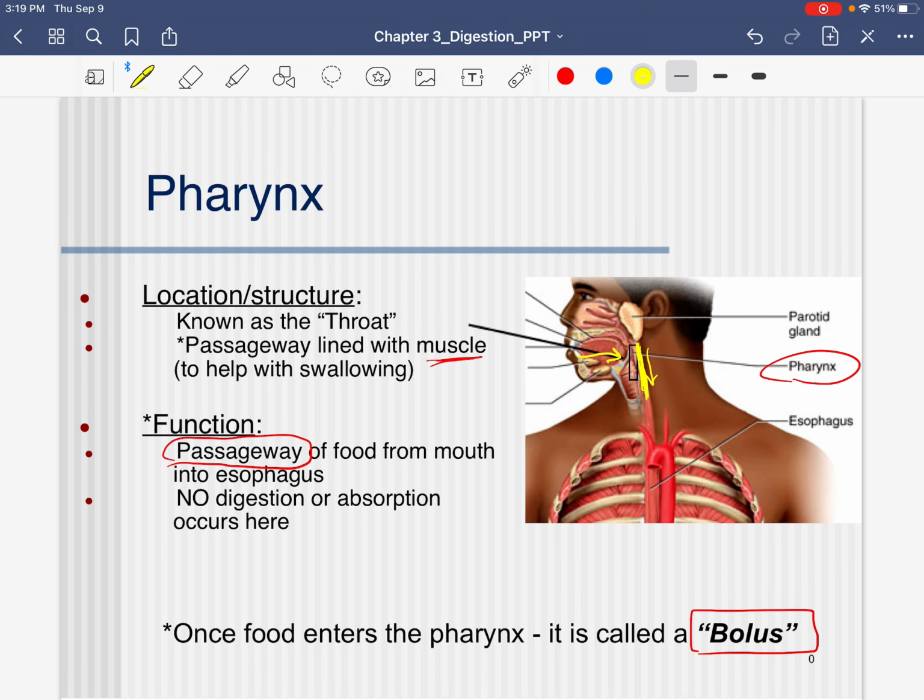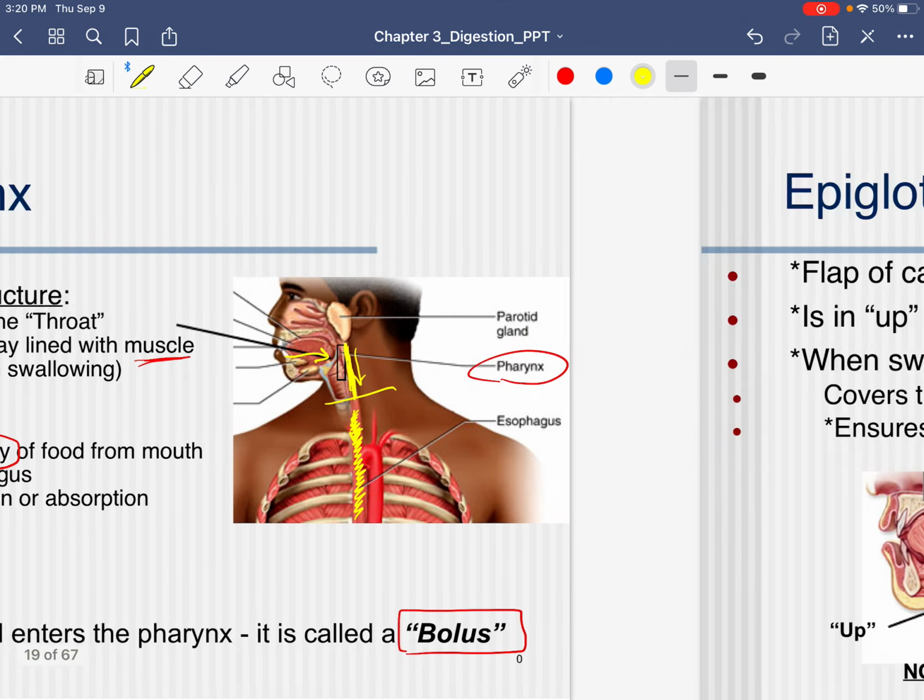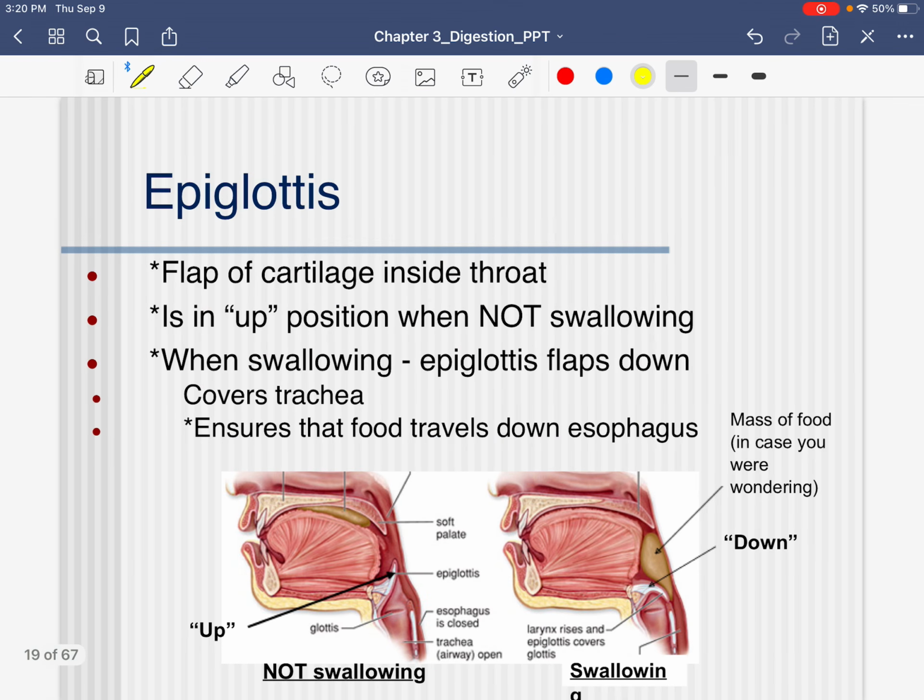Now, we're next going to see the food continue from the pharynx into the esophagus. And the esophagus is a larger tube, right? I think we've all heard of the esophagus. It's a larger tube. But there's an important structure at the junction between the pharynx and the esophagus. And the structure there that we're talking about is the epiglottis.